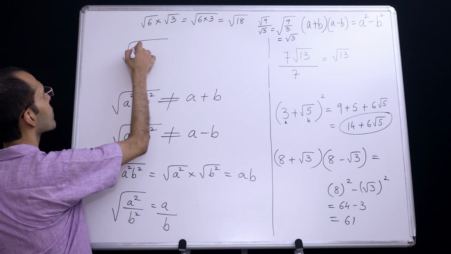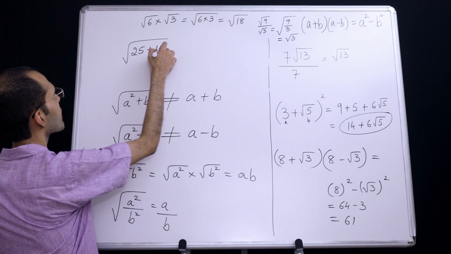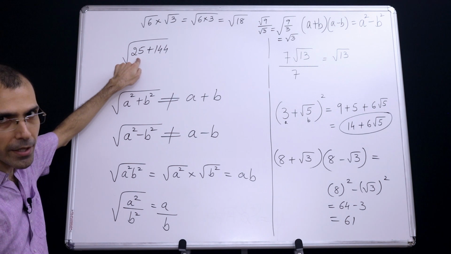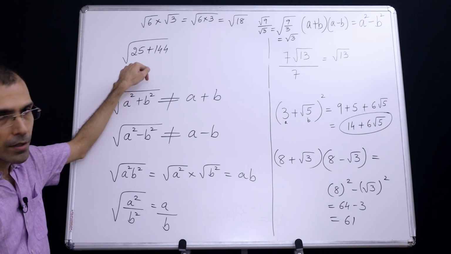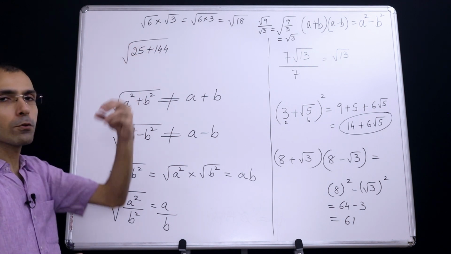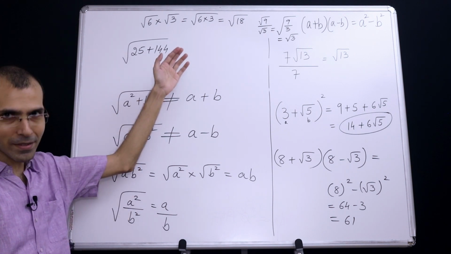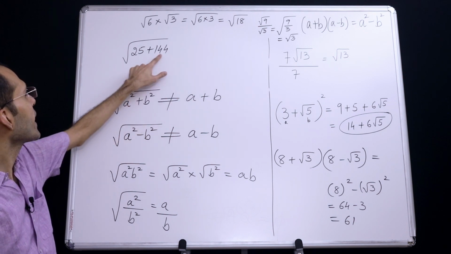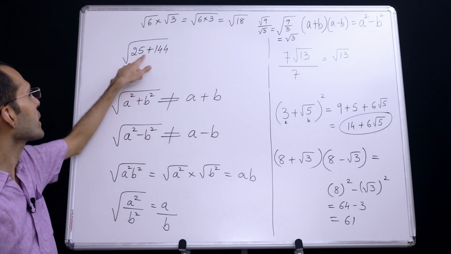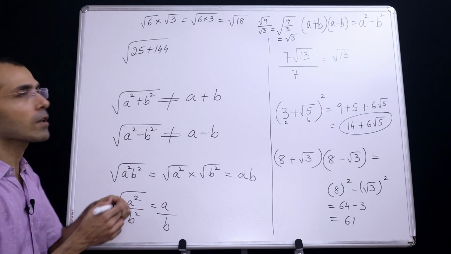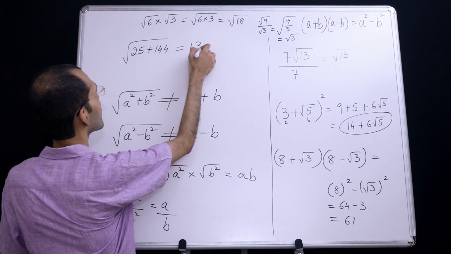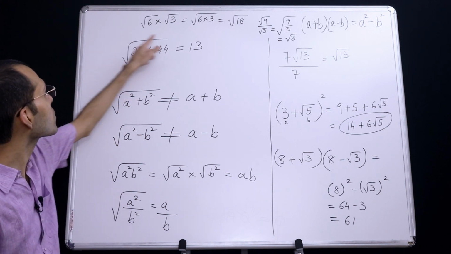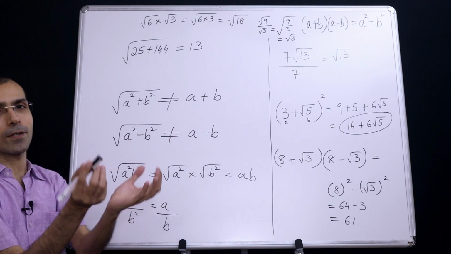See, root of 25 plus 144. If you try to take the square root of 25 separately, it will be 5. If you try to operate the square root sign independently on both the terms, this will be 5 plus 12, that is 17. But if I add first 144 plus 25, that is 169, and the square root of 169 is 13. And our previous answer was 17. That is not correct, because it is the square root of 25 plus 144.